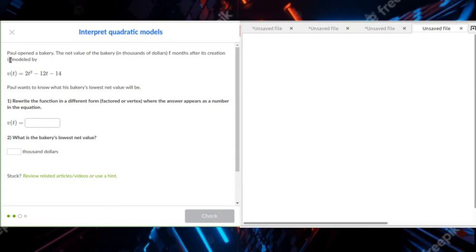So, all right, let's read. Paul opened a bakery. The net value of the bakery in thousands of dollars, t months after its creation, is modeled by, okay, so we've got this same formula again. Paul wants to know what his bakery's lowest net value will be. Last time we wanted to know when was the lowest net value, and this time we want to know what the lowest net value is going to be. So they want to know the y value of the vertex.